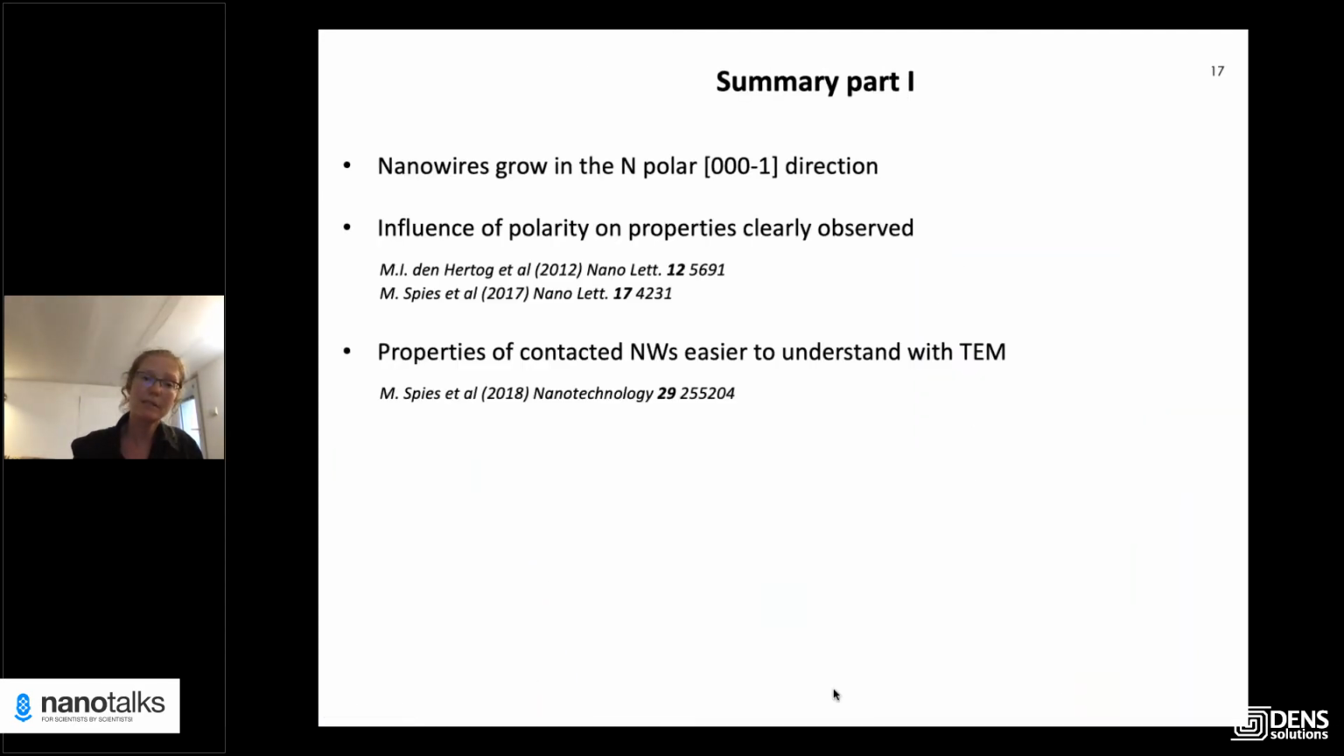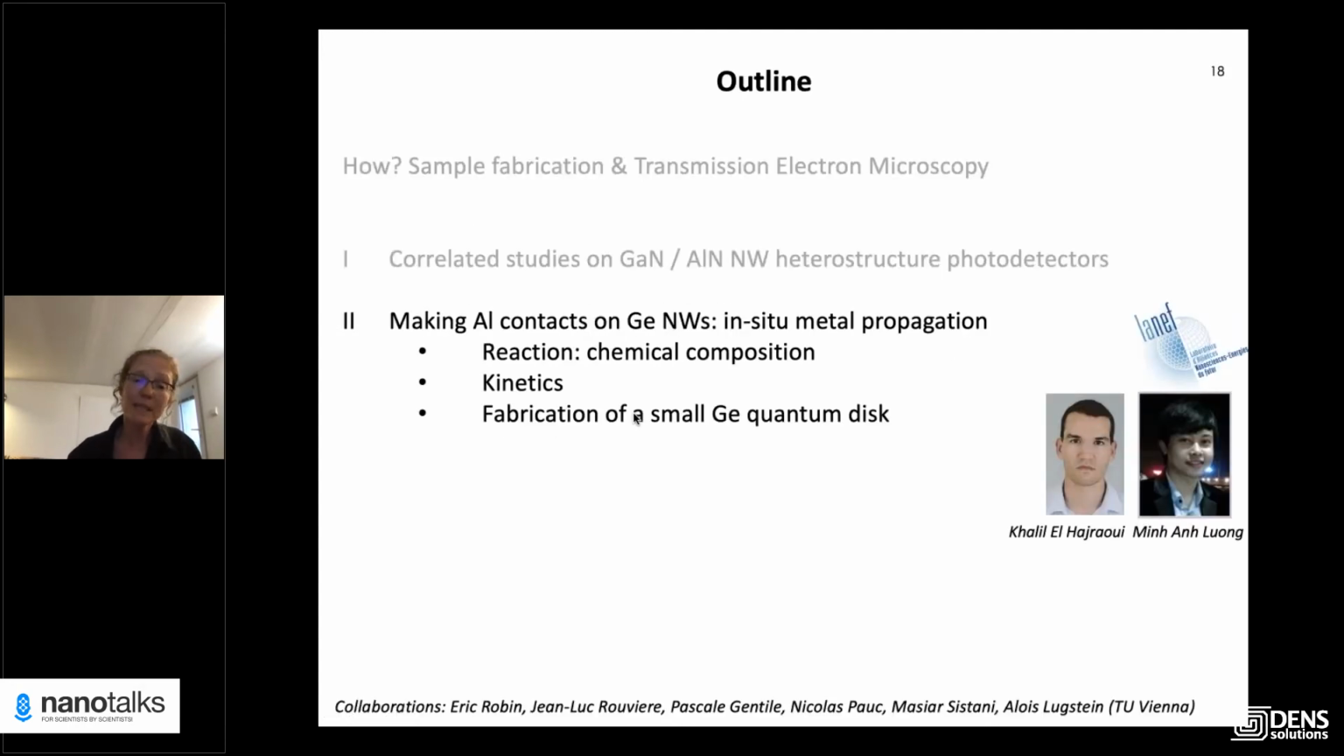So to summarize this first part, I showed you that nanowires grow in the N-polar (000-1) direction. We can clearly observe the influence of the polarity on the properties of the nanowires. We had these two papers about this, and the properties of contacted nanowires are much easier to understand if you do correlated TEM, and you can check, if you're interested, also this other publication. So this brings me to the second part of my talk. Here actually the in situ part starts.